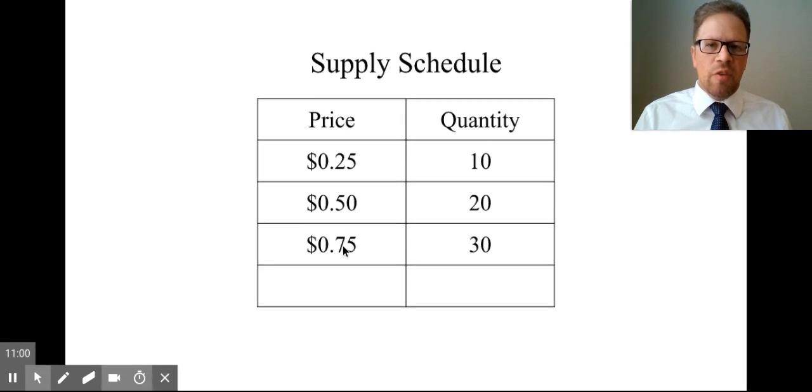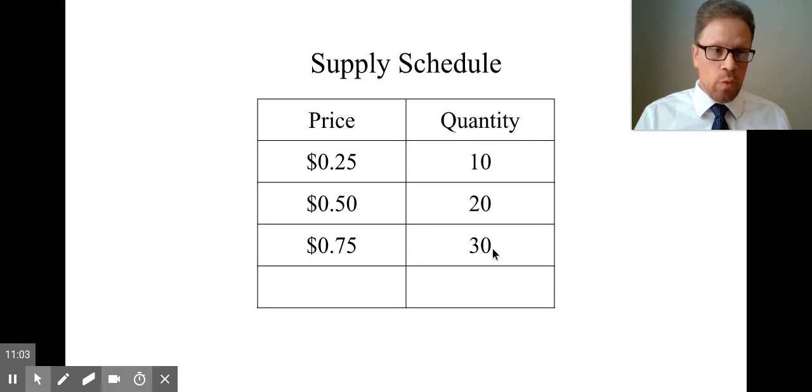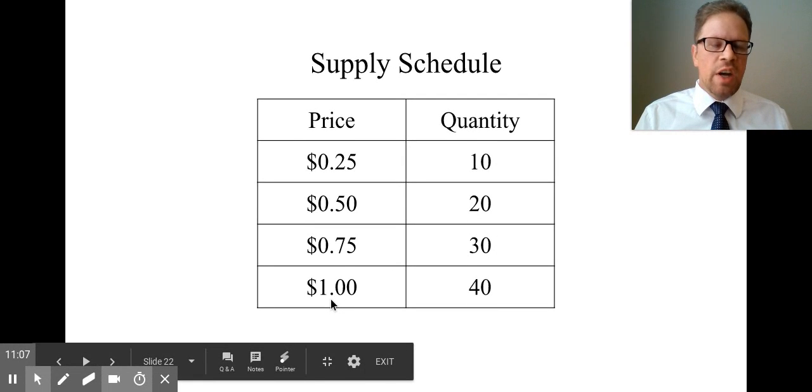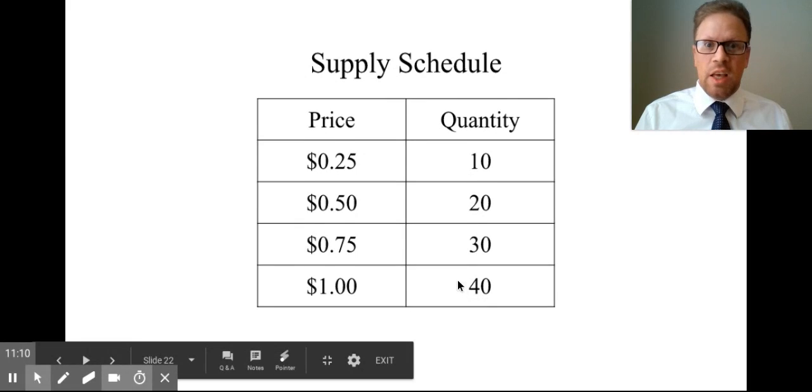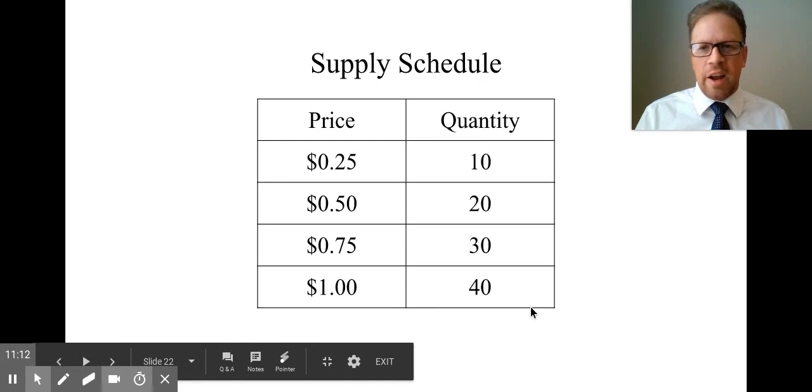You raise that again to 75 cents. Then, again, we might be talking about that Mountain Dew, they're going to be willing to make probably even more. If you jack that price up to $1, hey, we are willing to make even more. We would love to make more the higher the price gets.